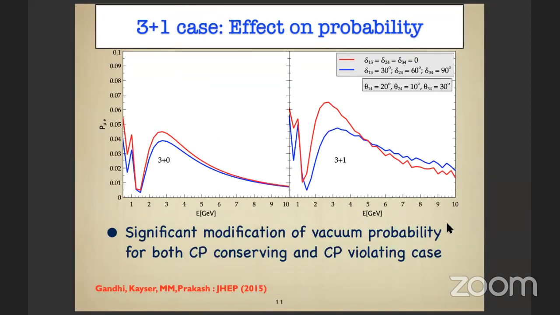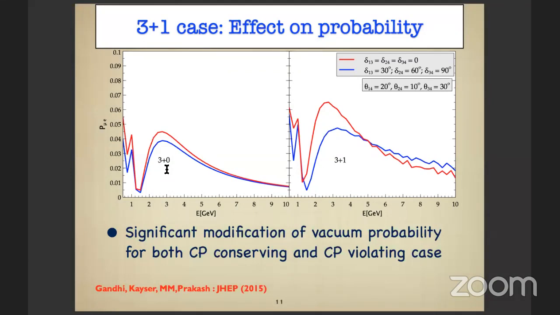Okay. So here I'm just going to show the effect on probability by the presence of the one light sterile neutrino. So what have I done here? I have plotted P mu e as a function of energy. First, in the case of 3+0, which is the standard case, in the left panel, and then for the 3+1 case in the right panel. The red line, as you can see from this legend, corresponds to the case where all the CP phases are 0. That is the CP conserving case. And the blue line corresponds to the case where all the CP phases have some arbitrary CP violating values. And I should also mention that this probability is for vacuum and for 1300 kilometers, which is the baseline of DUNE.